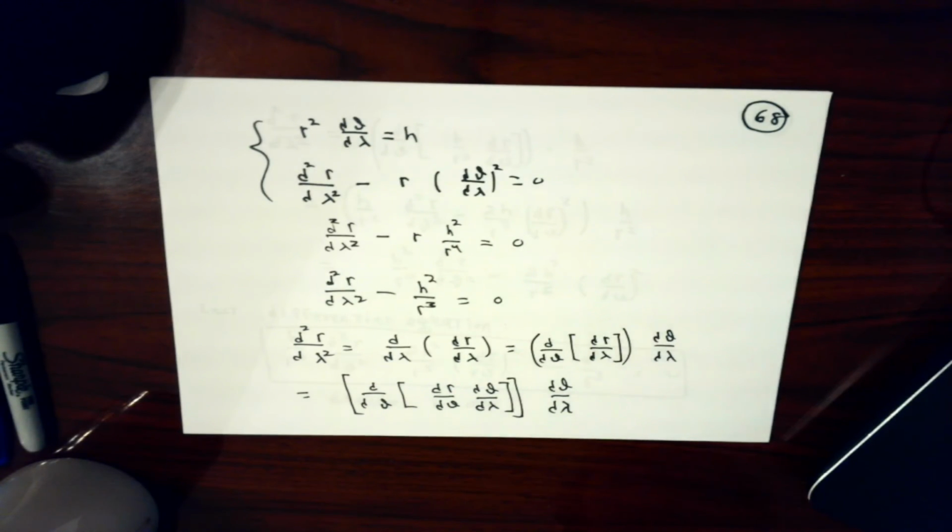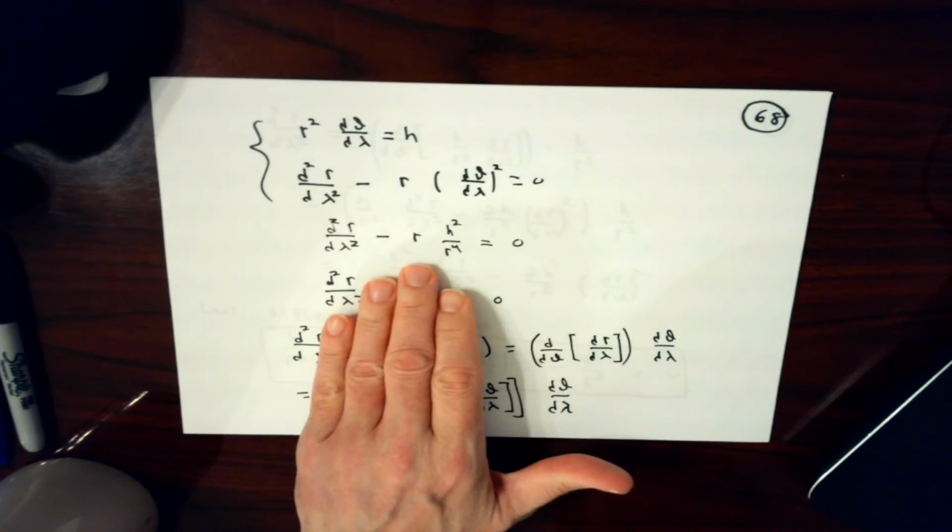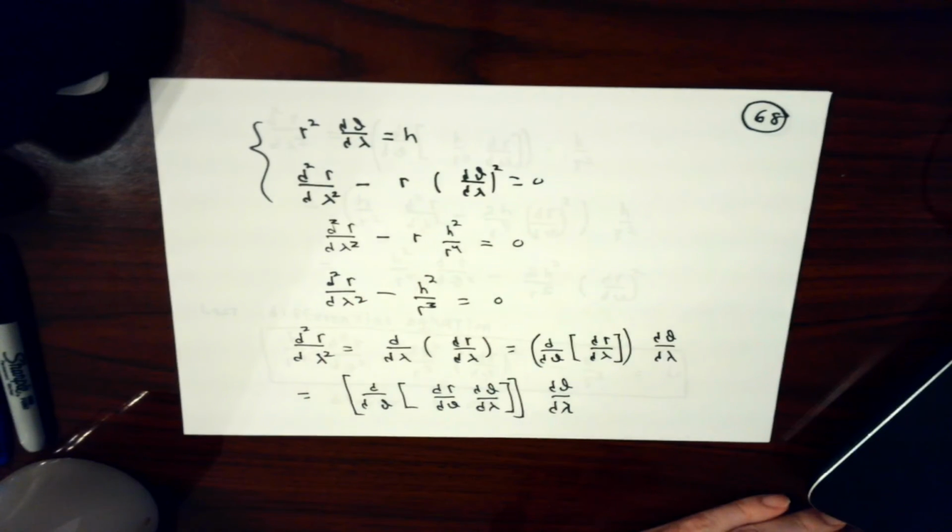If I use the fact that r squared d theta d lambda equals h, then d theta d lambda must be h over r squared. If I put that into the other differential equation, I get this, which simplifies to the second derivative of r with respect to the parameter minus h squared over r cubed must be 0.